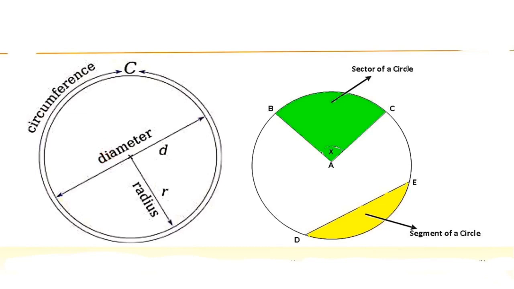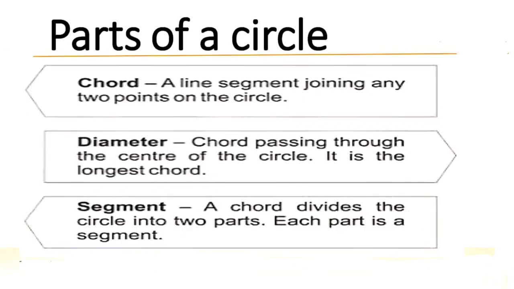Okay, let's see the next one. So as I said, a diameter is a chord passing through the center of the circle. That is the second point. It is the longest chord, that is one thing. And if that chord passes through the center of the circle, then it will be called a diameter.